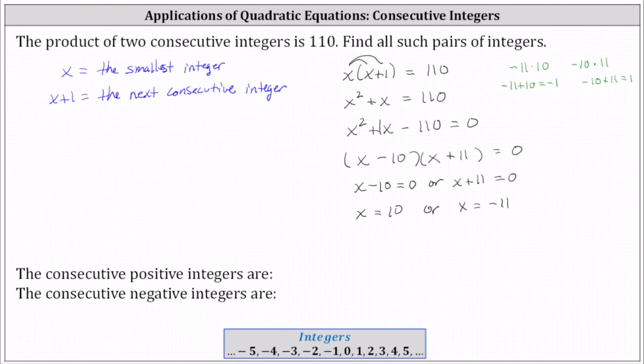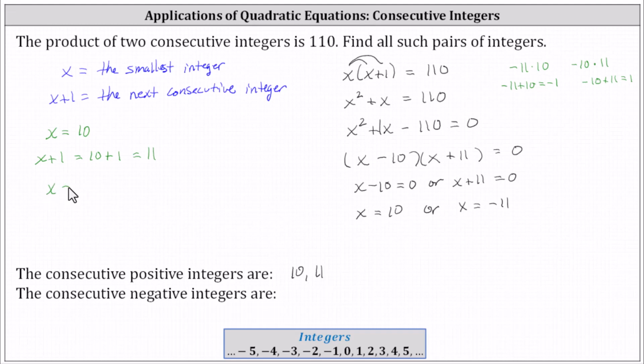We need to be careful here. The pair is not 10 and -11. Recall x is the smallest integer, and x plus 1 is the next consecutive integer. So we get one pair from each value of x. For example, when x equals 10, notice x plus 1 would be 10 plus 1, which equals 11. So the pair of consecutive positive integers that have a product of 110 are 10 and 11. And now we consider x equals -11.